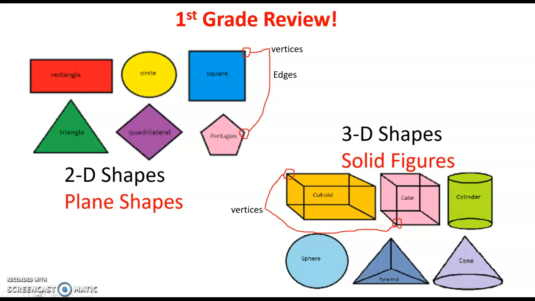Shapes also have edges. Edges are the lines that make up the shape. 2D shapes have edges. 3D shapes also have edges. Again, you'll notice circles and spheres do not have edges either because they're not made up of lines.